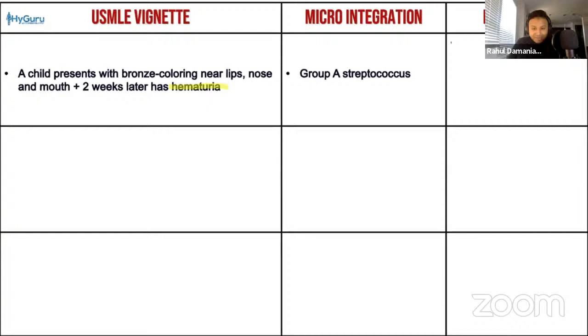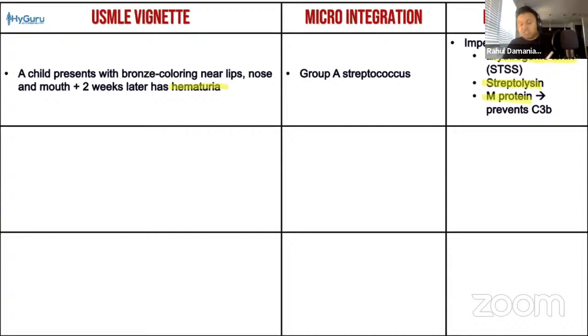And remember that the key point for impetigo and group A strep in particular is that group A strep is going to have the erythrogenic toxin, which is implicated in your staphylococcal toxic shock syndrome. It has streptolysin. It has M protein, which is also a high yield virulence factor in what other USMLE vignette? Rheumatic fever. And what does M protein do? Well, M protein is going to prevent opsonization. And what are your two major opsonins? C3b and IgG.